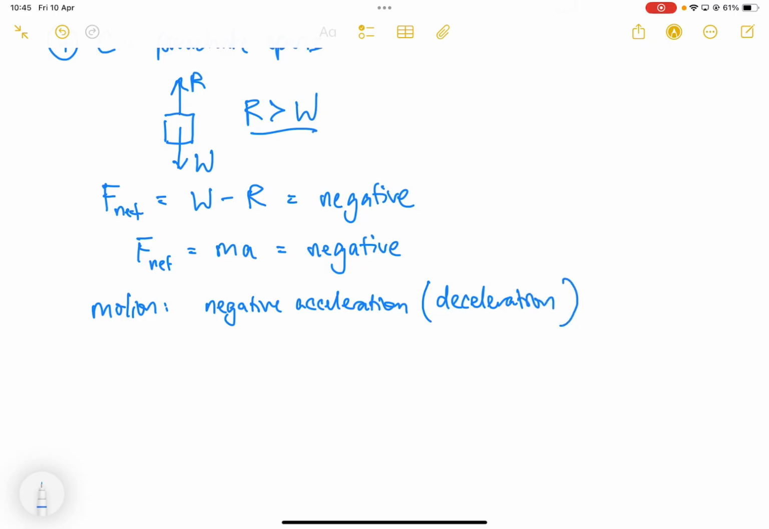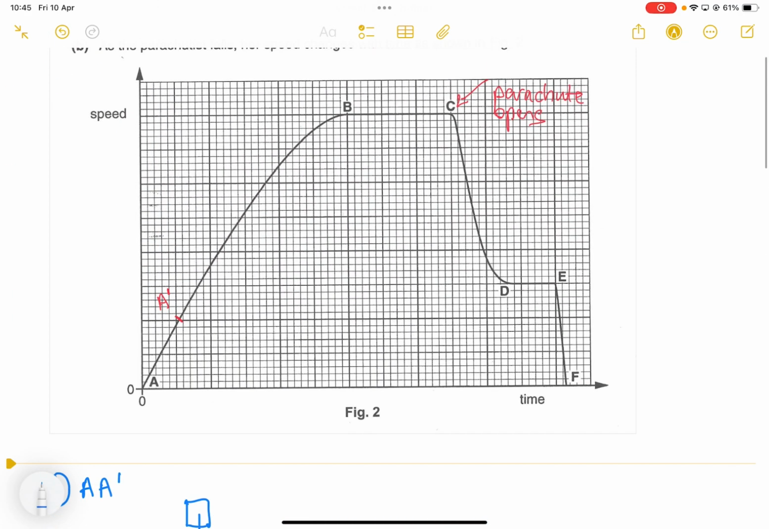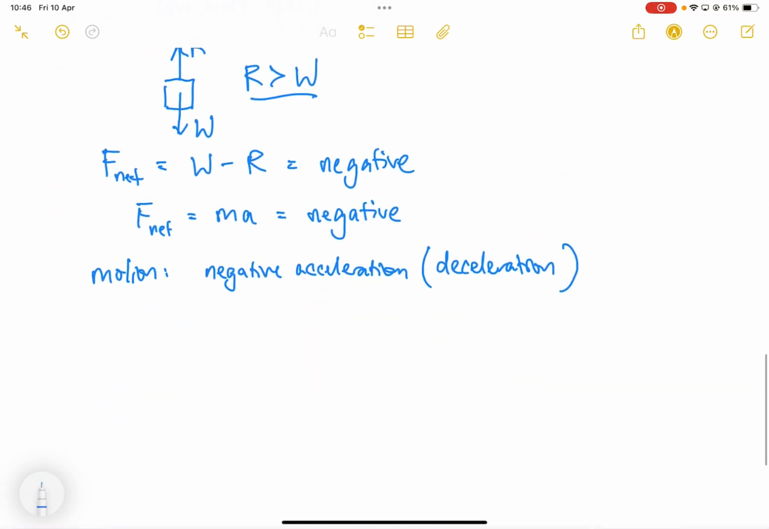But is it constant deceleration? We need to look at the graph. If it's a straight line downwards, then it is constant deceleration. So we can use the word constant for that part that is a straight line.